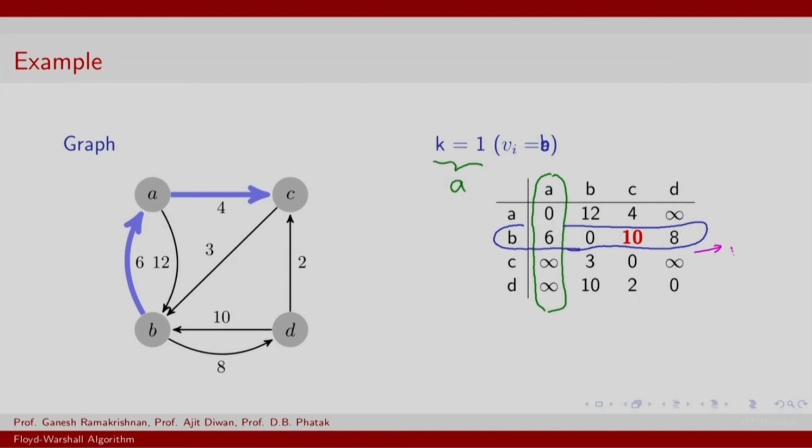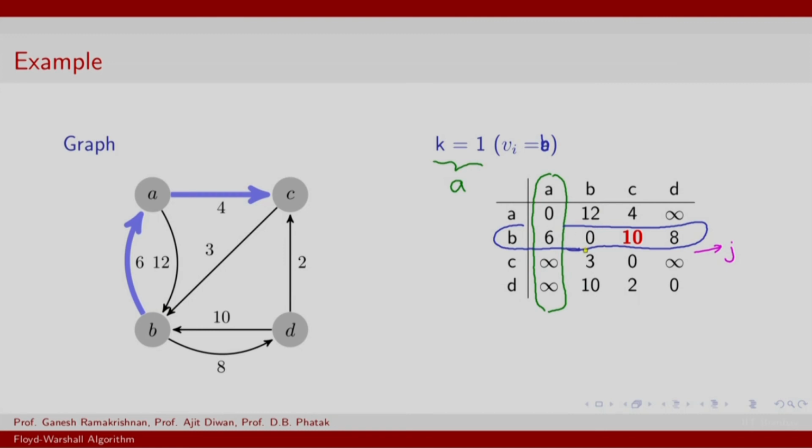So j will be scanned in this row, and what are we going to see? We are going to check for different values of j whether vik plus vkj is less or vij is less. So we start with vij where j equals a, and we find that, well, 6 plus 0 is certainly equal to 6 itself, so we persist with this 6.